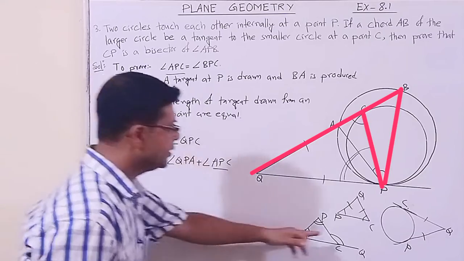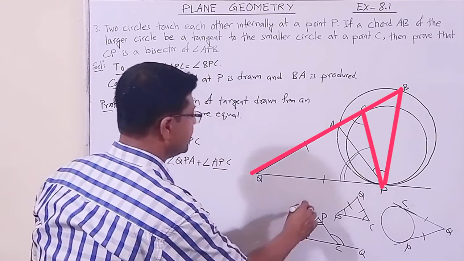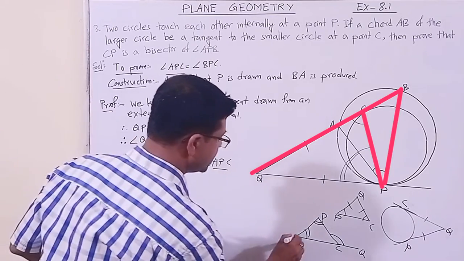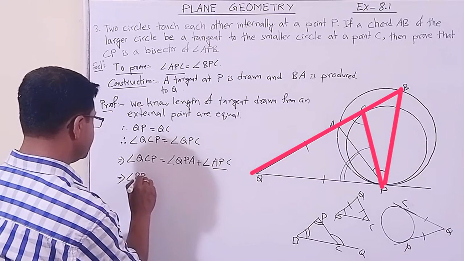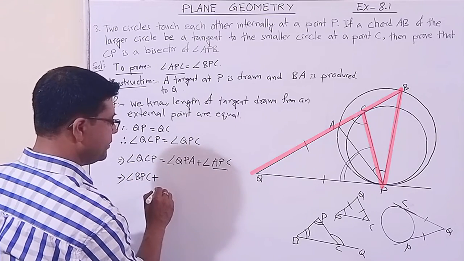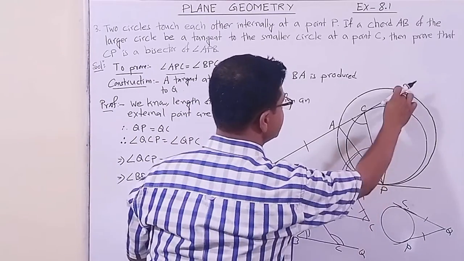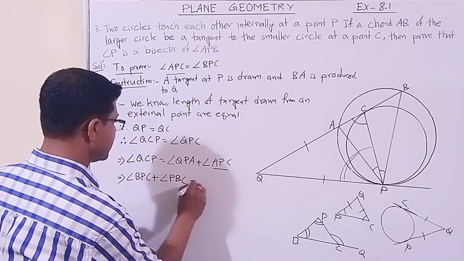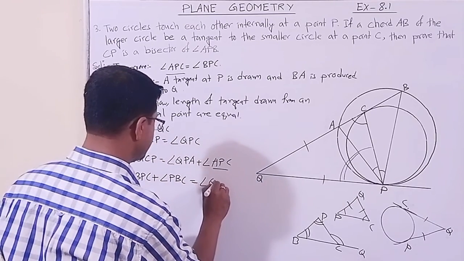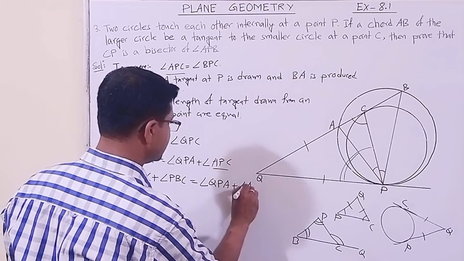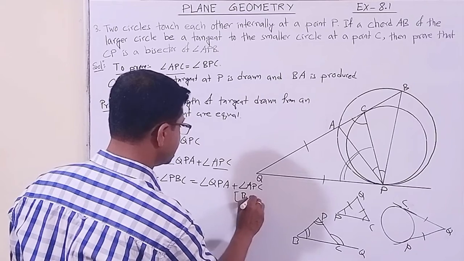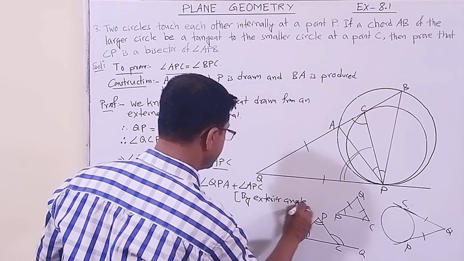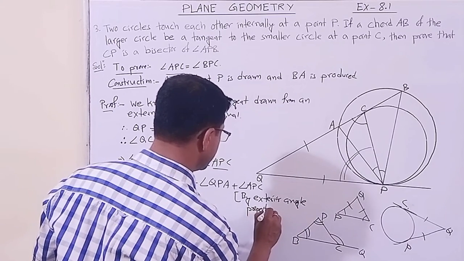So this angle we can write as the sum of angle BPC plus angle PBC. On this side let us write the same. Here we have to write the reason why we have written this. How can we write? By exterior angle property of triangle.